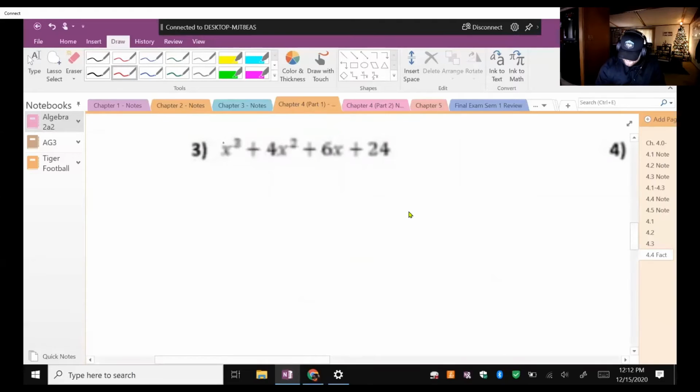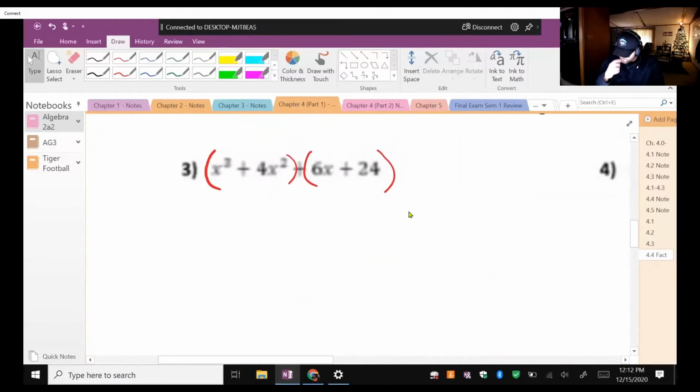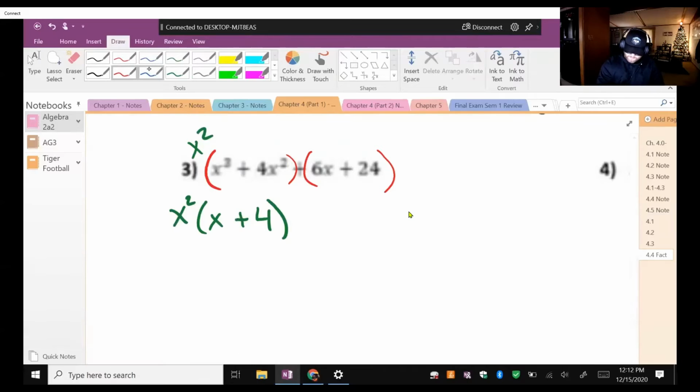Once again, same process. Group the first 2, group the second 2. Okay, what can I factor out of both the first 2 terms? I can factor out an x squared. Okay, if I factor out an x squared, I'm left with x to the first plus 4. Okay, now remember, I want x plus 4. What can I factor out of these final 2 terms to get x plus 4 left over? Well, you can get 6, right? I can factor out a 6.